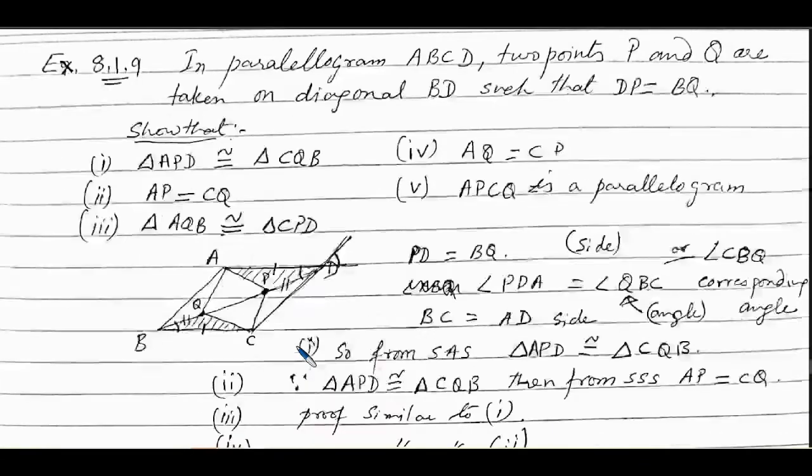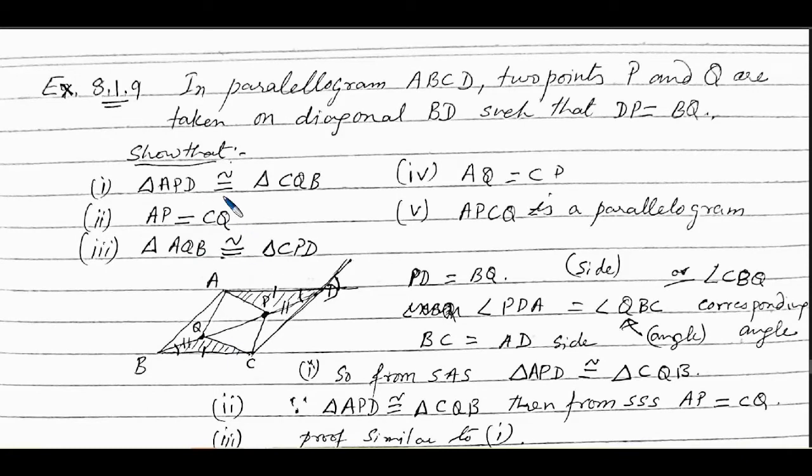In the next exercise 8.1.9, in a parallelogram ABCD, P and Q are taken on a diagonal, on its diagonals, such that DP is equal to BQ. PD or DP is equal to QB or BQ. You can write it in any way. They are equal. So what is given is that this is equal, this is equal. Then you join this line here.